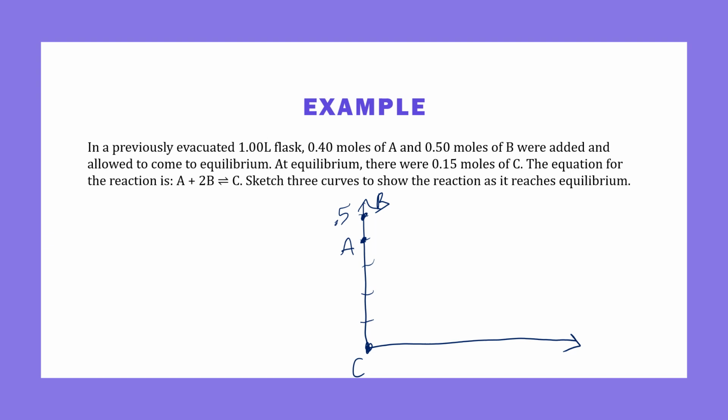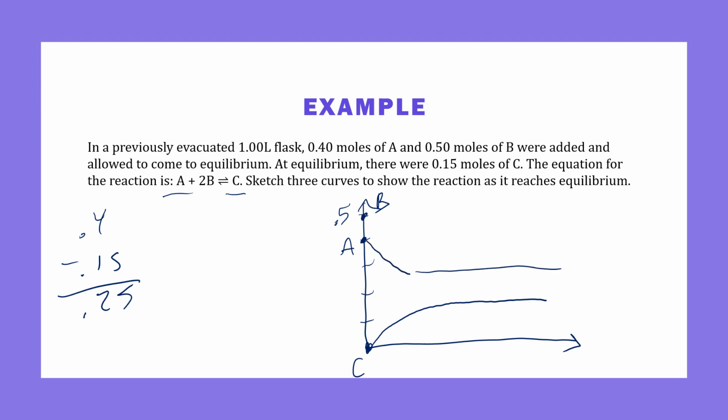And then at equilibrium, they tell us there are 0.15 moles of C. So that means it must increase till it gets to just about here, 0.15. Now, we know that A and C have the same mole ratio. It's a 1-to-1 ratio. So if C is increasing by 0.15, then A must be decreasing by 0.15. So if we have our 0.4 moles minus the 0.15 moles, we get 0.25 for A. So A is going to go down to about here, to 0.25.